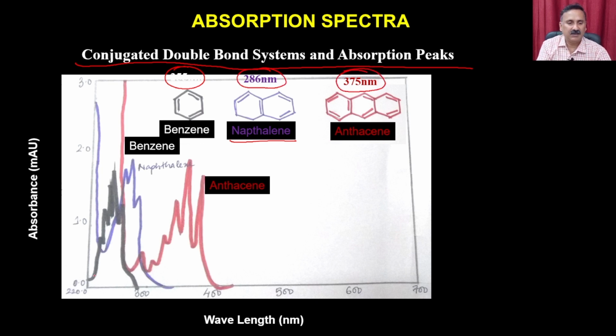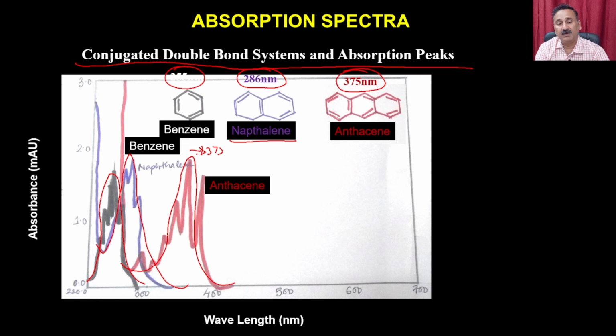What you see here is the benzene spectrum, and benzene absorbs at 255 nanometers. When you put in two benzene rings, it shifts towards this side. This is the naphthalene, and it absorbs at 286 nanometers. Then you also have the anthracene, which is three benzene rings, and that absorbs even further on this side, at 375 nanometers.